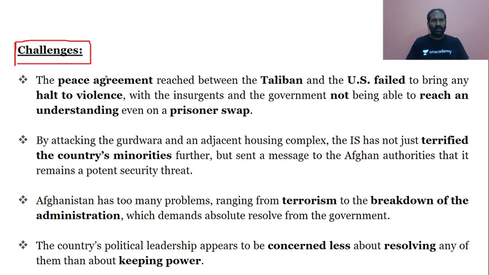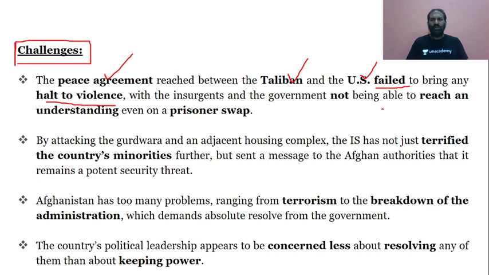And then the challenge is that the peace agreement reached between the Taliban and the US has effectively failed. Why has it failed effectively? I am using the word effectively because it has failed to bring any halt to the violence. That means in spite of the peace process, we could see that a couple of days after the peace process between the Taliban and the US, the Taliban started going ahead with the violence in Afghanistan. So effectively, the Taliban-US peace agreement has failed.